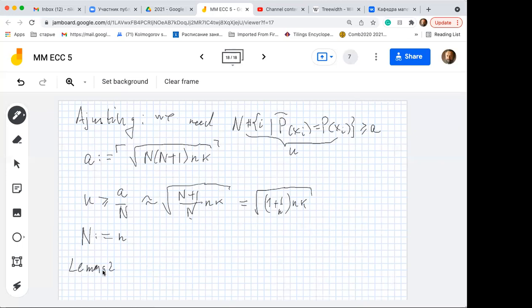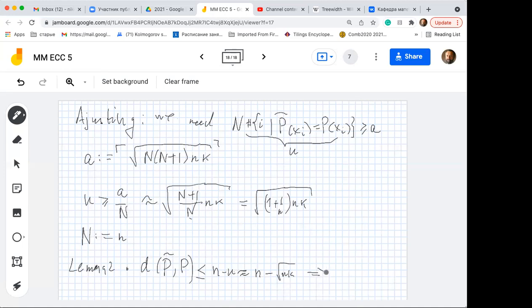So if the distance between p and tilde p is at most n minus u, that is approximately n minus square root of nk. To be more precise, we need to take this one and round it somehow.